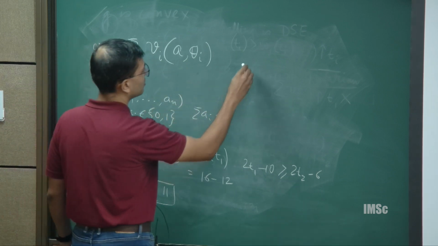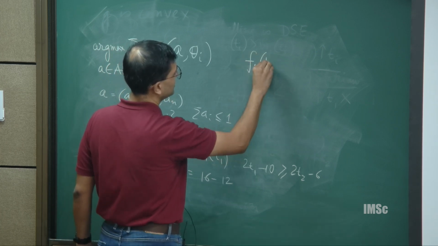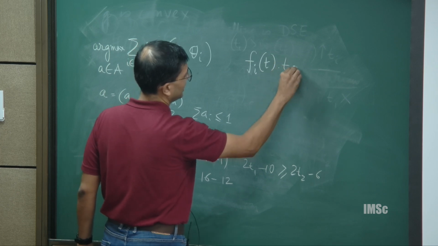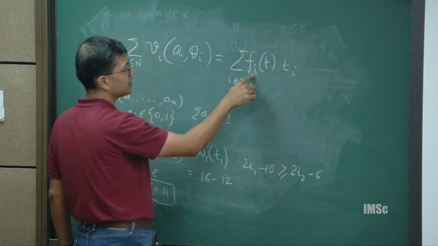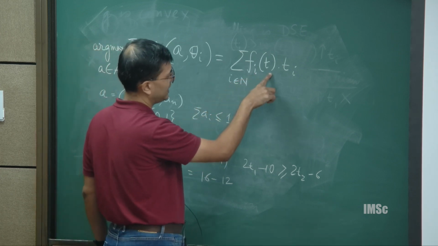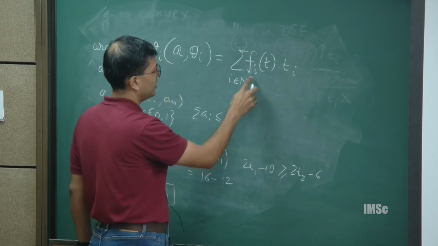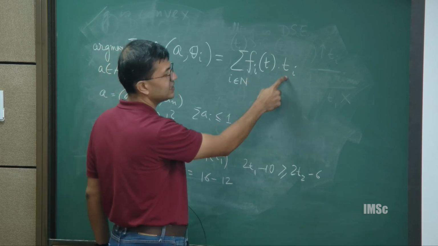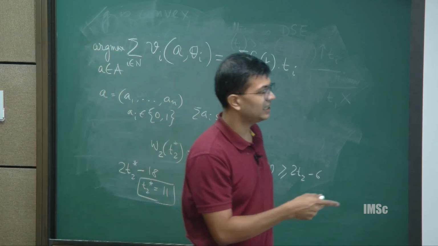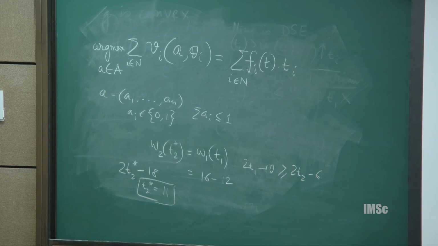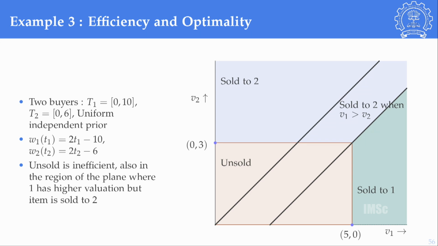In this context, you can write it as the sum over i in N of f_i times your t_i, because this is the probability that you are going to give that item to agent i, multiplied by t_i, and you should definitely give it to the agent who has the highest t_i. That is the only way you can maximize this. So in this region you should give it to agent 1. That is an efficient allocation. But we have just seen that that is not the case.